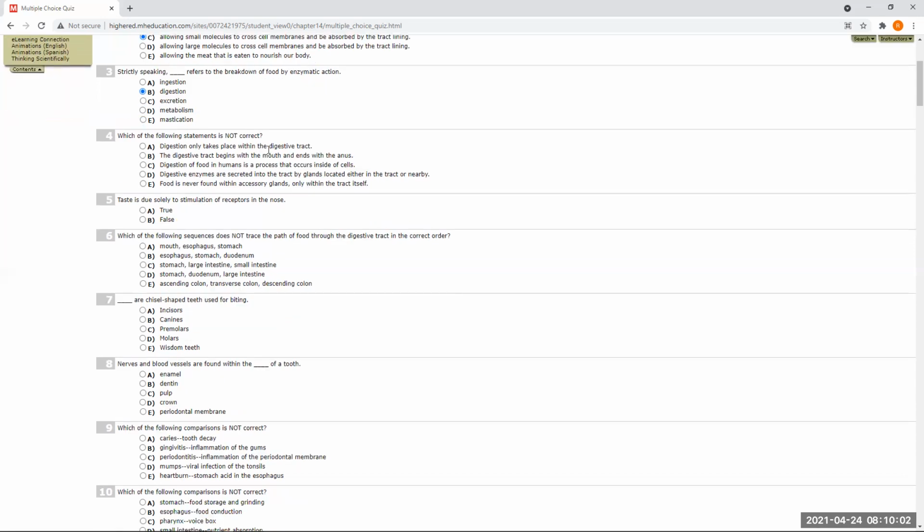Which of the following statements is not correct? So in other words, four are correct. Which one is not correct?